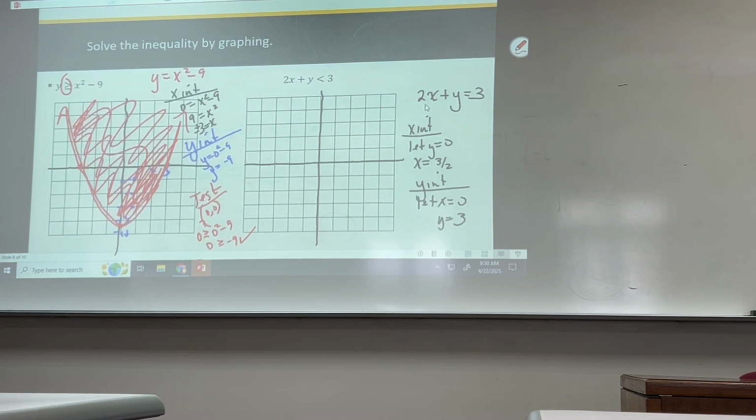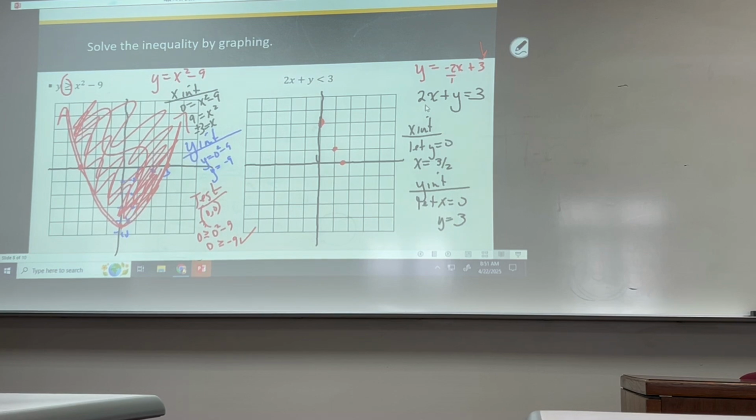So what do we have? x is 3 halves. I'm going to count my ones on both of these. So 3 halves is 1 1/2, so maybe about here. And 3 here. Now, if you wanted to do slope-intercept form, you would have y equals negative 2x plus 3, right? So where's your y-intercept? 3. What's your slope? Negative 2 over 1. So I could have done down 2 over 1. If you just want to get 2 points, that doesn't matter.